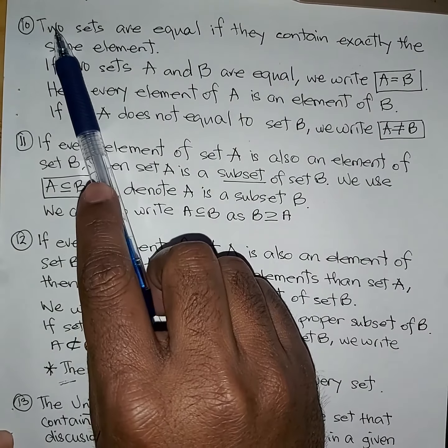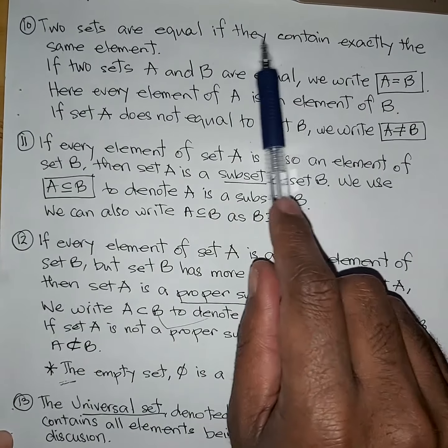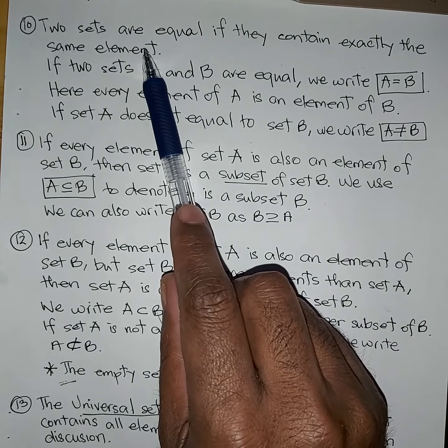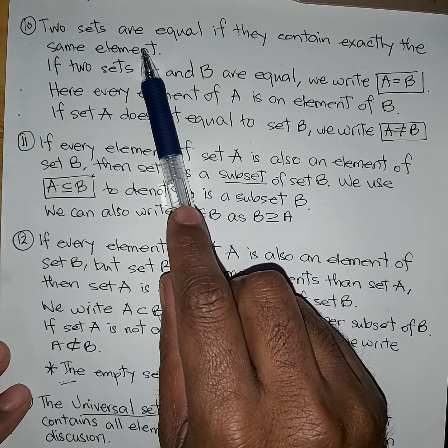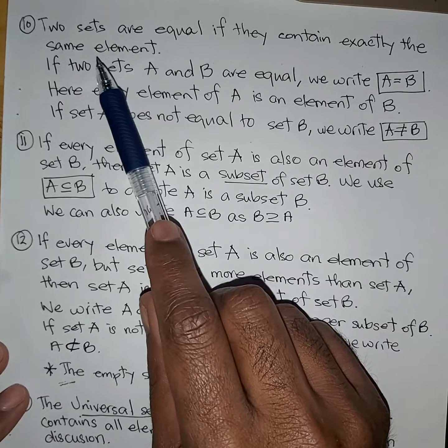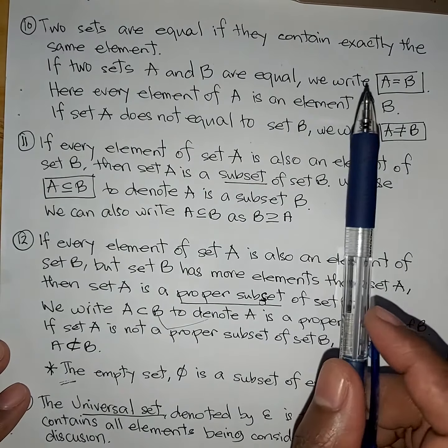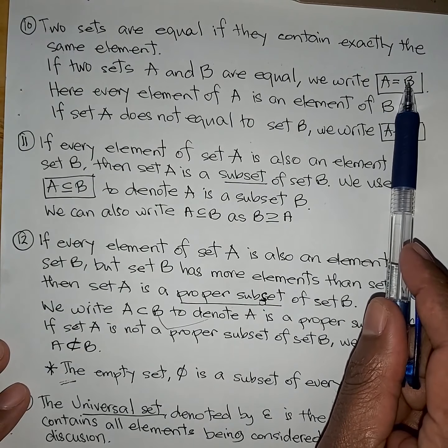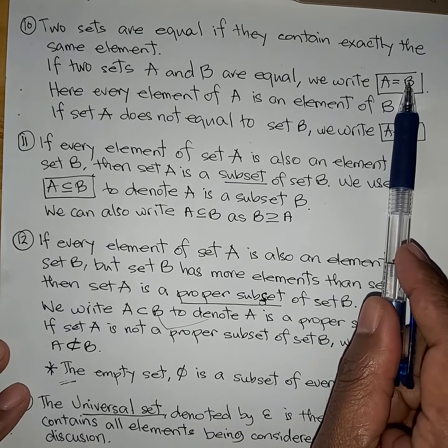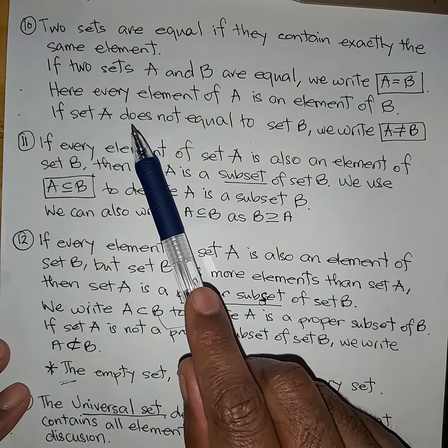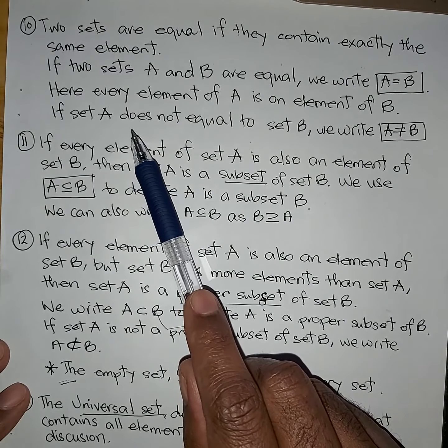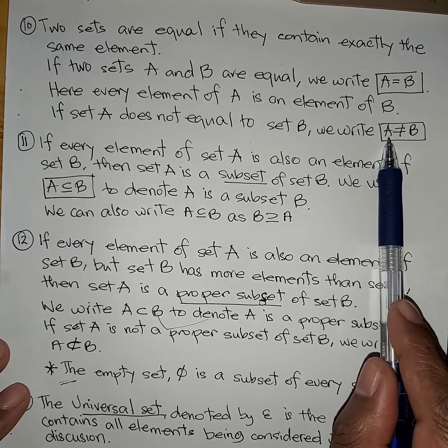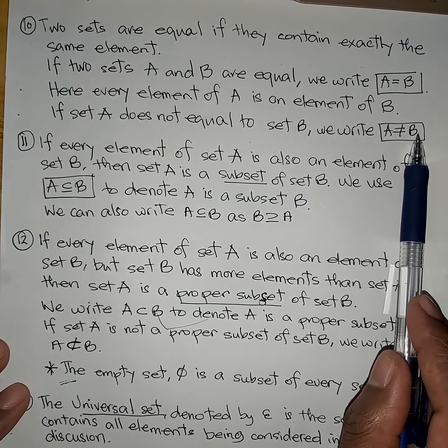Point number 10. Two sets are equal if they contain exactly the same elements. So two sets are equal if they have the same elements, for example the same elements inside set A and set B. So we write A equals B. Now if set A is not equal to set B, then you may write A is not equal to B.